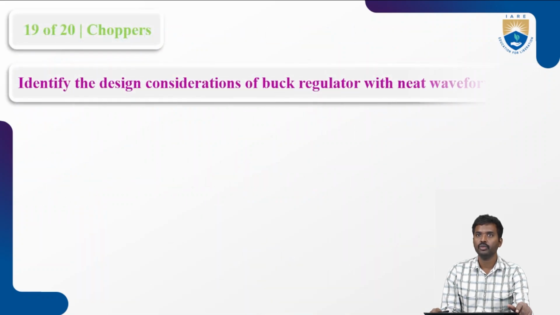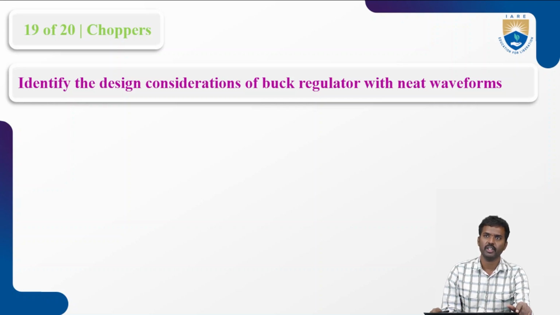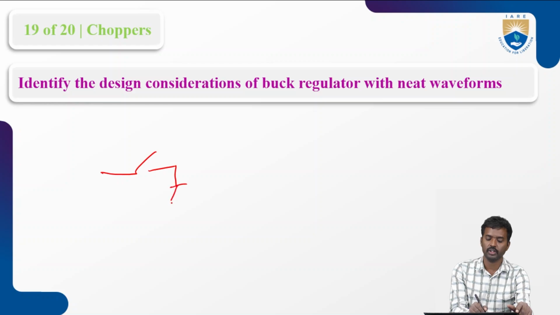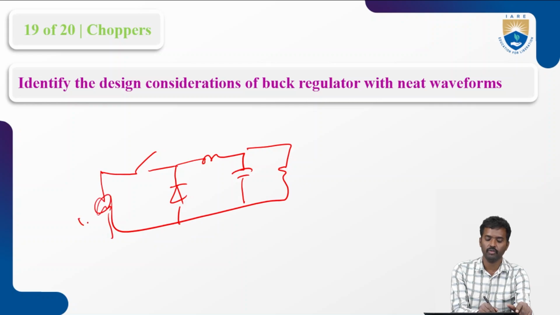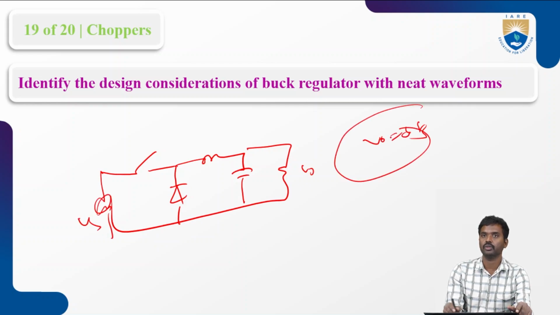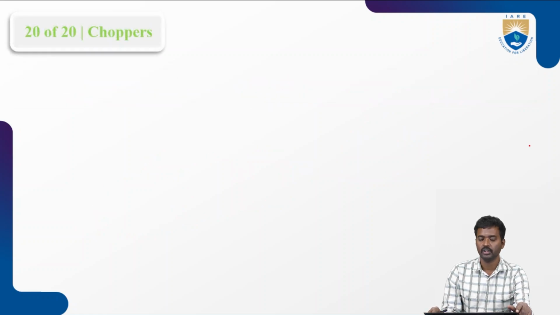And next, 19th question, buck converter design specifications with neat diagram. That we have already discussed. So this is a diode, switch, inductor, capacitor, and load, with supply voltage Vs and output V0. V0 equals delta into Vs. This one is also we discussed.